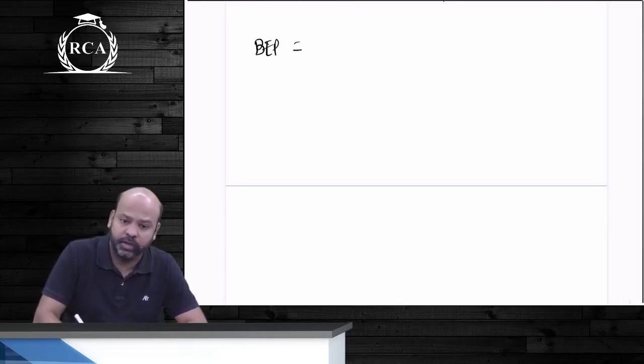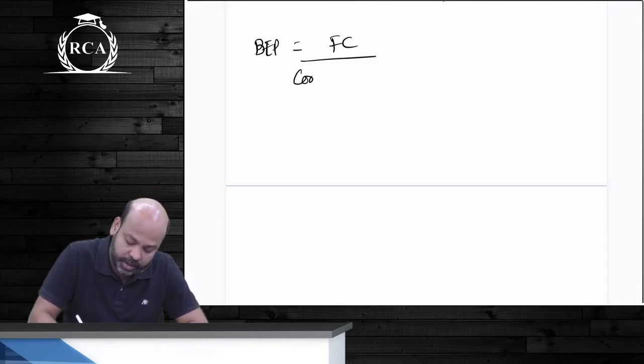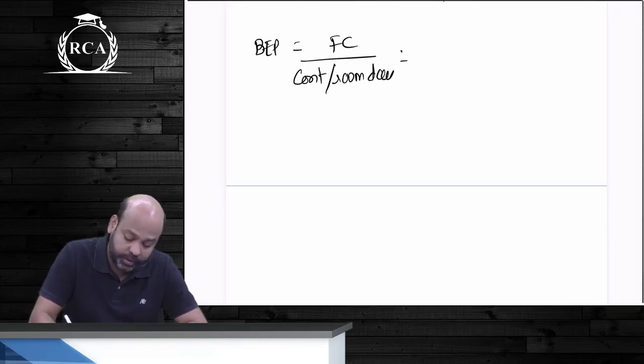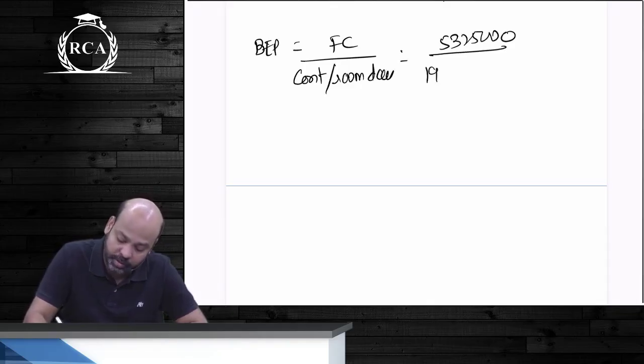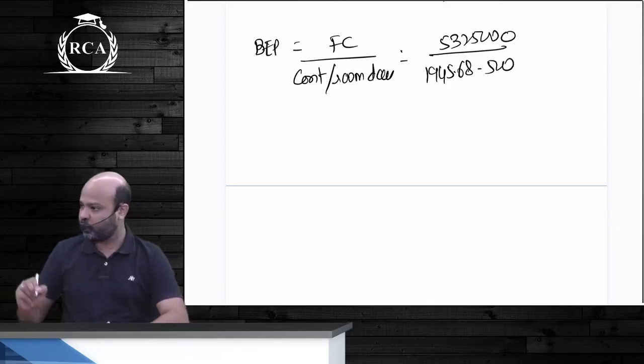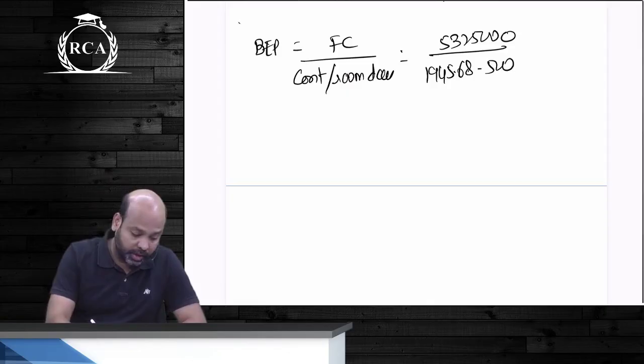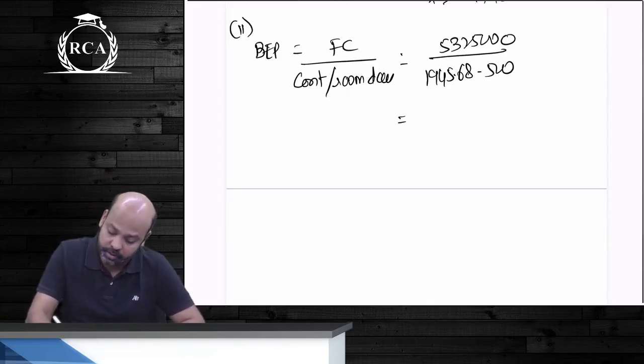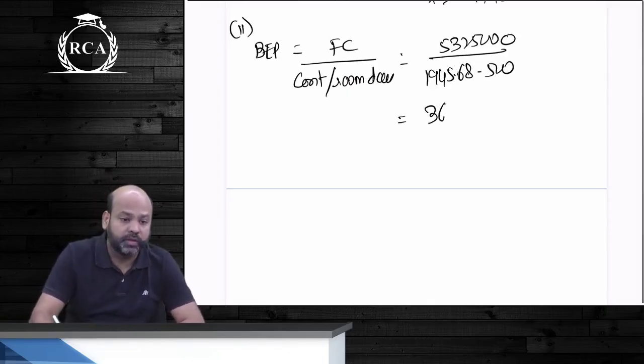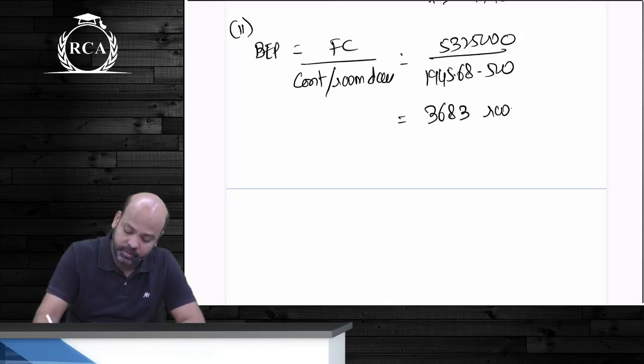Break even point as such, beta, will be equal to fixed cost divided by contribution per room day. Yes or no, beta? Our total fixed cost is already given in the question as 53,25,000. Our contribution per room day will be 1945.68 minus 500. I'm writing it here because I did not compute it separately. Are we clear, guys? How much will this be, beta? 3683 room days. 0.37, guys. I'll round it off to 3683 days.